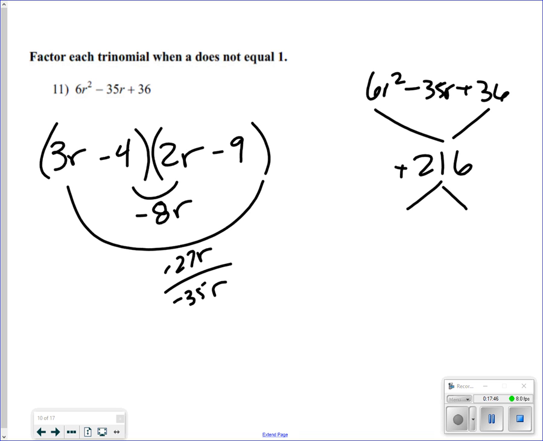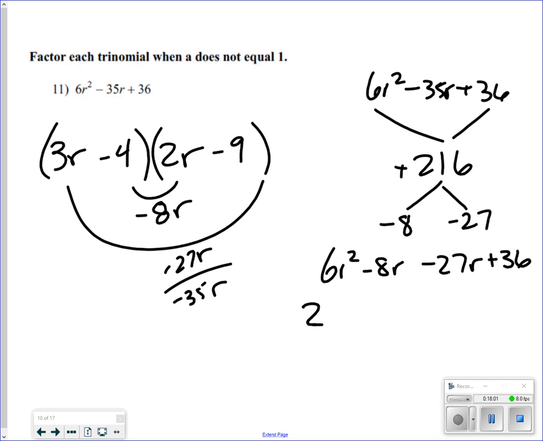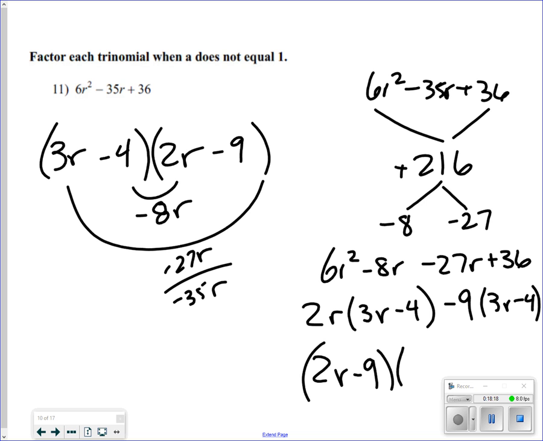But two things that multiply to be 216 that also add up to be negative 37 is a negative 8 times a negative 27. So rewrite the question. Take out the GCF of the first two and the GCF of the second two. So negative 9 is divisible into both. And then group the GCF and keep what's the same.